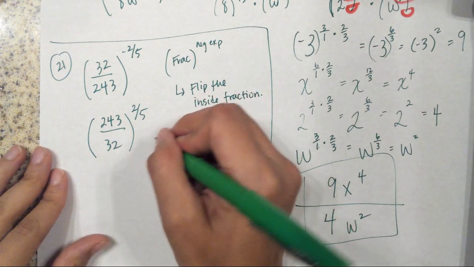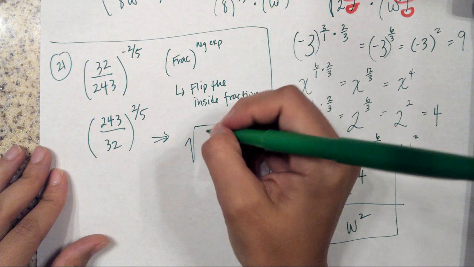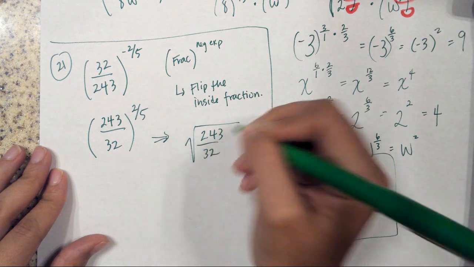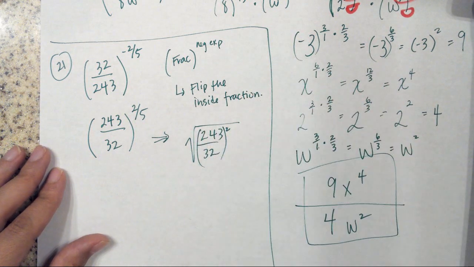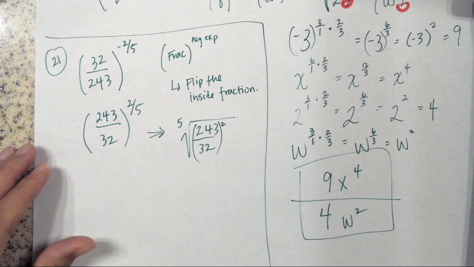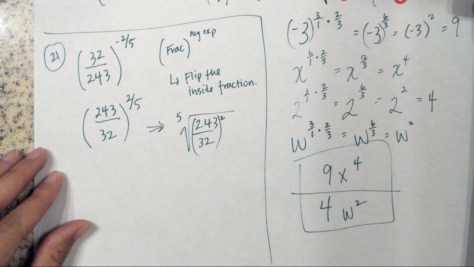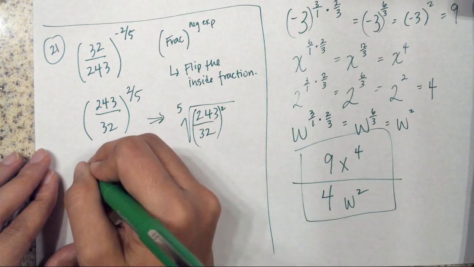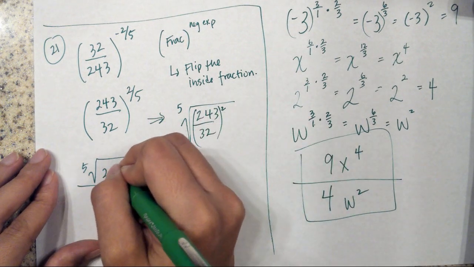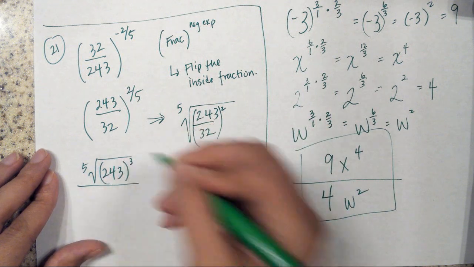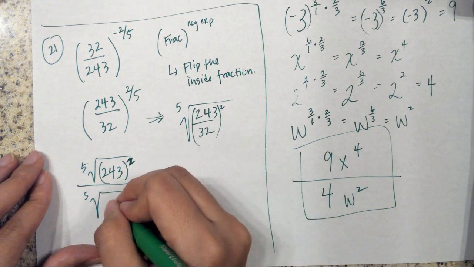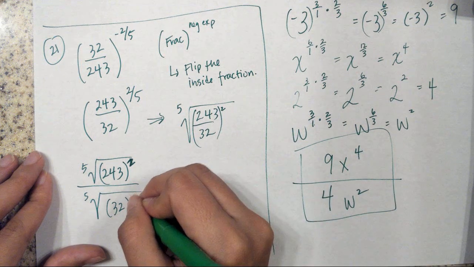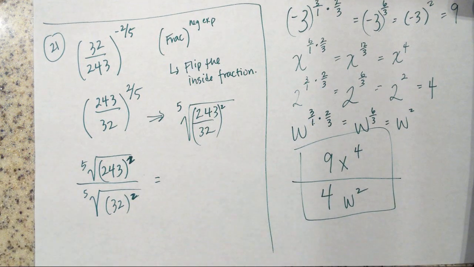Awesome. So I'm going to rewrite this in radical form. You have 243 over 32. Your friend, guys, is the 2. And then the guy that gets kicked to the outside is the 5. Now I'm going to break this up top and bottom. So you get the 5th root of 243 squared. Sorry, wrote that wrong. And then the 5th root of 32 squared. So I broke it up top and bottom. And the 2 distributes top and bottom also.